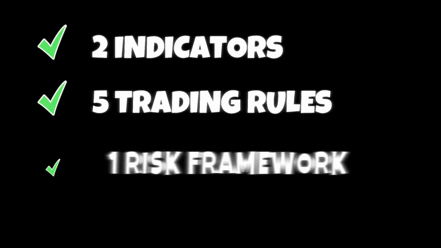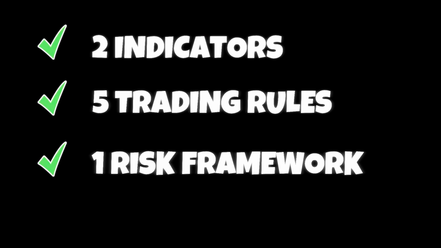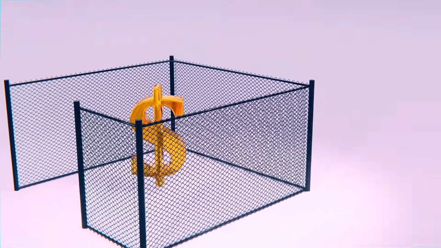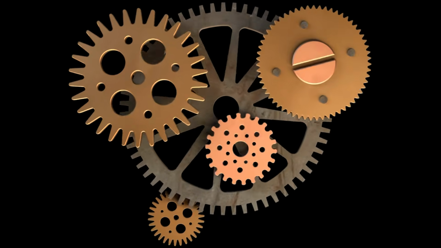Now here's the part that actually matters. Two indicators, five rules, and one risk framework that's gonna protect your account no matter what this market throws at you. This is the whole system. Let's build it together right now.